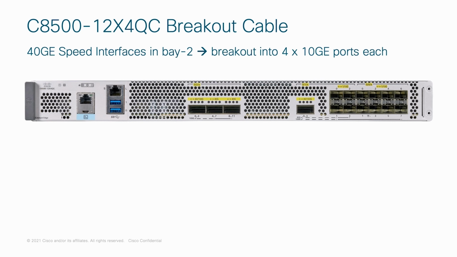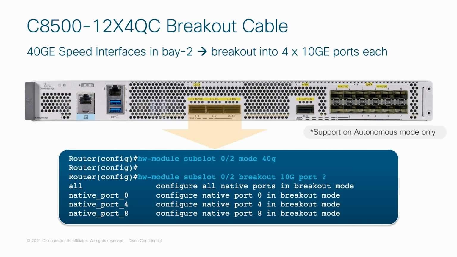Again, this option is also pretty simple for breakout from a CLI configuration point of view. Firstly, Bay 2 has to be in 40 gig mode configuration, and then you can break out using all 3 ports for 40 gig into 10 gig, 4 by 10 gig breakout, or selectively one of the ports. Let's look into a quick demo for that.